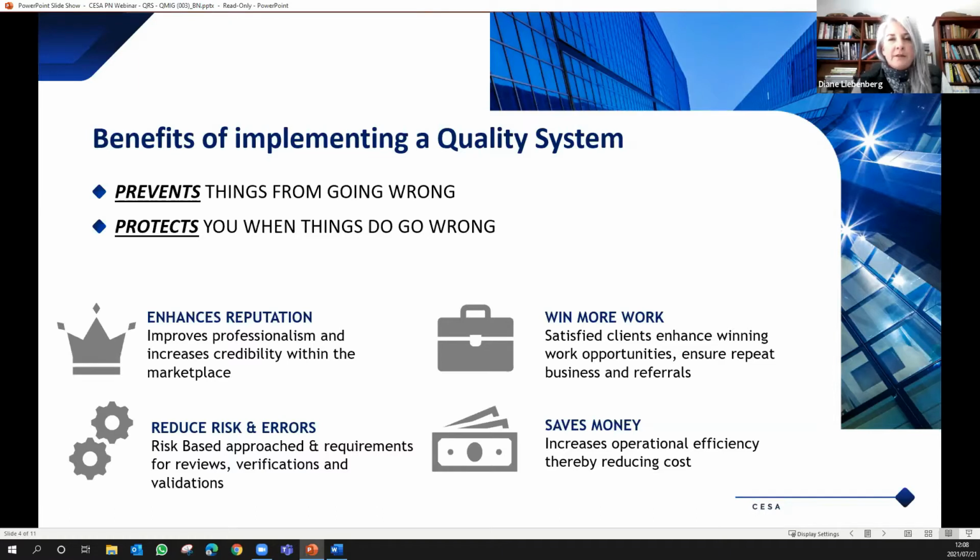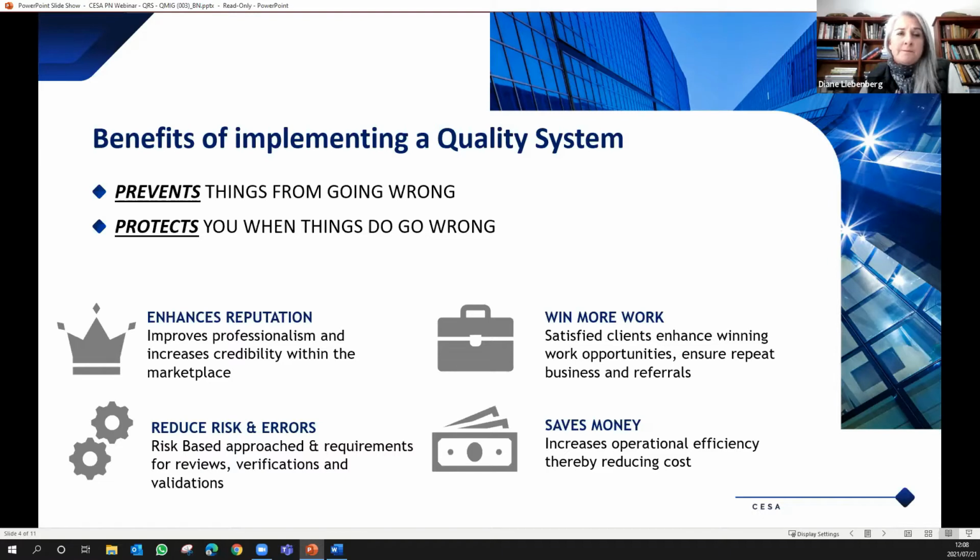But even if we do have an effective quality system in place, things can still go wrong. And this is just because we are all human and we will make errors. It is then that the evidence or the records that are required by your quality system will protect you. So in most cases, unfortunately, it's only when things go wrong that most organizations see the full benefit of implementing a quality system and ultimately see the value of producing comprehensive and accurate records.